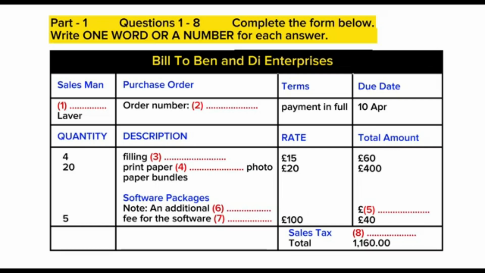Didn't you order print paper as well? Yes, we're taking 20 glossy photo paper bundles. What's the unit price again? It works out at £20 per bundle and £400 in total. And Rome said we could do a deal on the software packages, isn't that right? Yes. Seeing as you bought 5 at once, we'll reduce the unit price to £100 from £120, leaving us with a total amount of £500. I needn't remind you that there is an additional fixed charge totalling £40 specifically for the software installation.